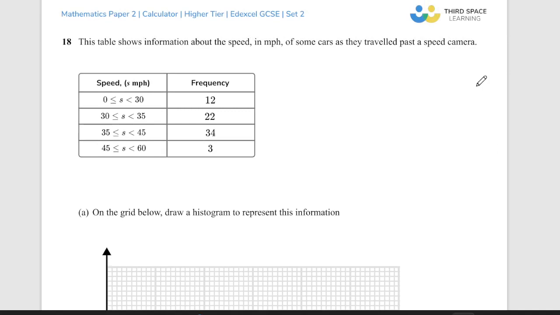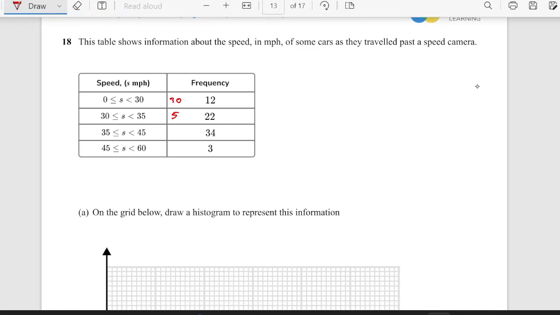So we're going to start by looking at the group width. So that's going to be 30. That's going to be 5. That's going to be 10. No, it's not. It's going to be 20. No, it's not. It's going to be 10. And then finally, that one's going to be 15.